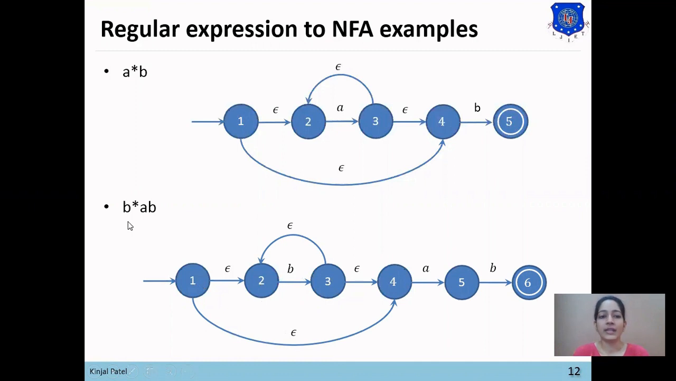Now we want to concatenate b Kleene star with ab. As we have already discussed, to concatenate, no null transitions are required. So we directly concatenate 4 with 5 with label a, and from 5 to 6 label b. So this NFA represents the regular expression b Kleene closure a followed by b.